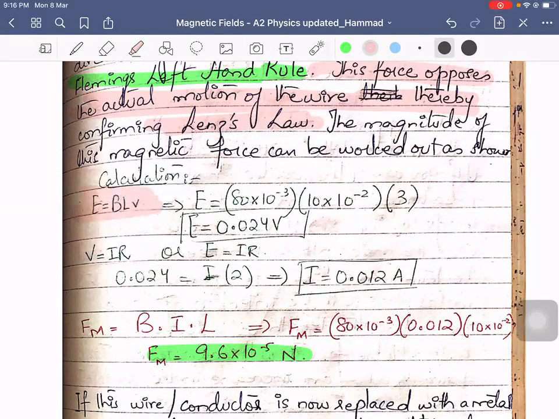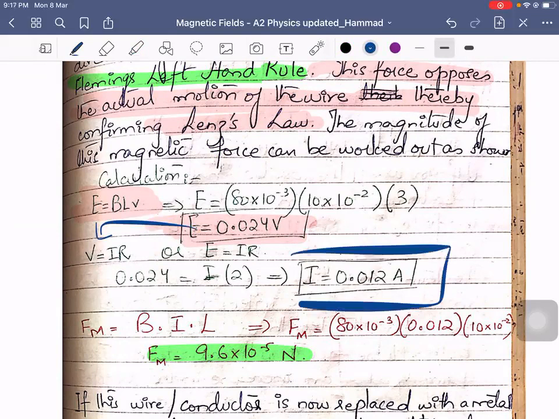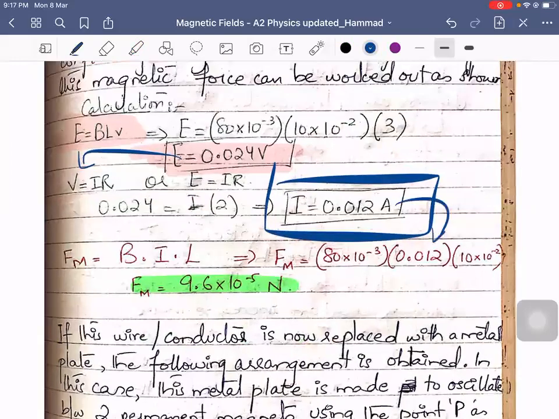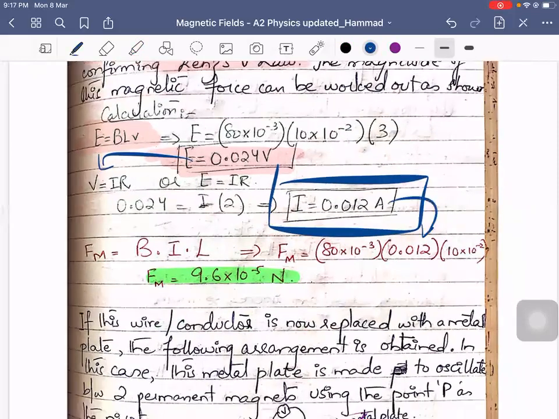E is equals to BLV. यहाँ से मेरे पास EMF value जो कि exert हो गए वो आ रही है, right? V is equals to IR or E is equals to IR. EMF से I can work out the value of the induced current, right? And from that induced current, I can work out the value of the magnetic force.